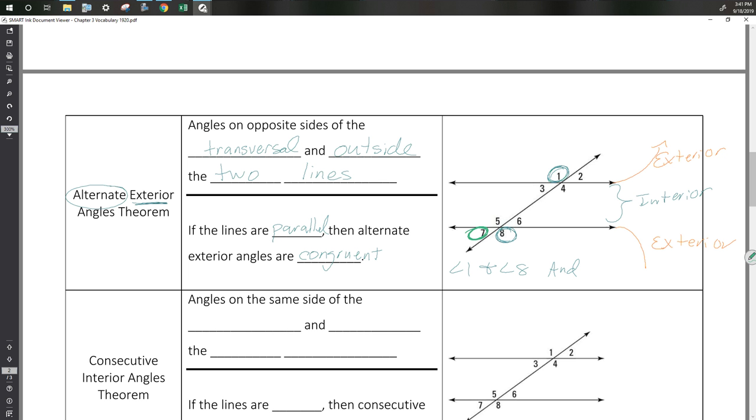So now, if I choose angle 7, angle 7 is in the bottom set of angles. So I need an angle from the top set, and I need one on the right side of the transversal. So that would be angle 2. So if I was talking about their congruence, if the lines are parallel, I would know that angle 1 is congruent to angle 8, and angle 7 will be congruent to angle 2. Again, you can only say they are congruent if the lines are parallel. Otherwise, we can just identify that they are alternate exterior angles, and that's it.